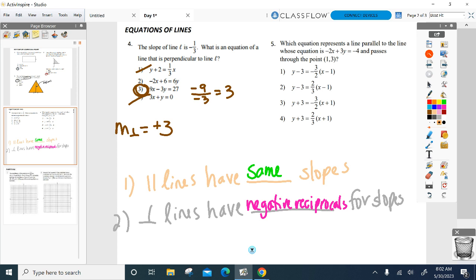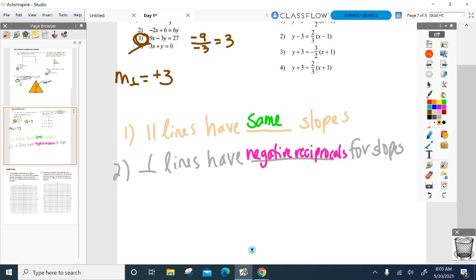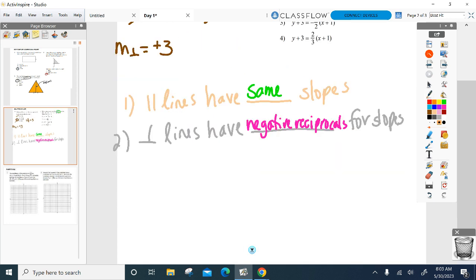Okay, 5. Which equation represents a line parallel to this equation and passes through 1, 3? So what we're going to do first, we're going to write our equation like this is not multiple choice, like this would be in part 2, where I have to show my work. And then we'll look back and say, all right, which multiple choice is the best for it? So what do we got? Parallel, let me write this one out. Negative 2x plus 3y equals negative 4.